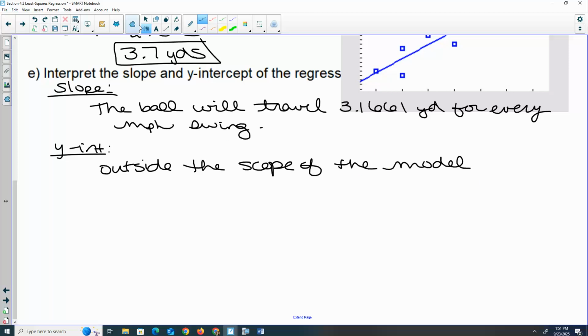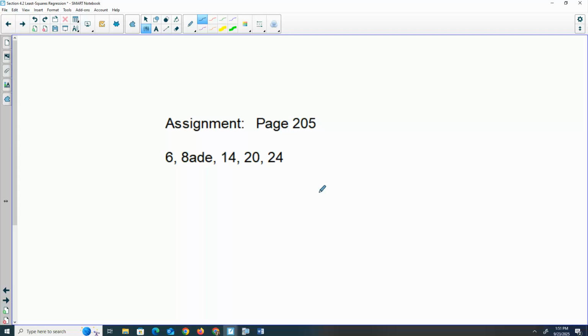So, I want to give you guys time to work in class so you can ask questions if you're having any issues. You do not have to do any of these by hand. Regardless of what the book directions say, you can find them on your calculator. On number 8, it's like parts A through H. You're only doing part A, part D, and part E.